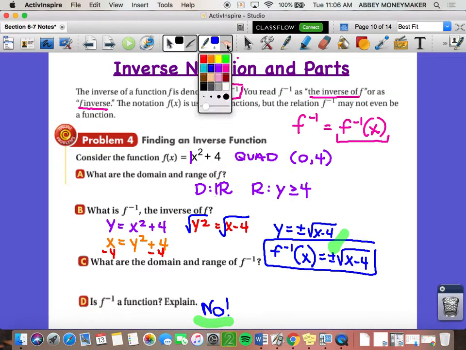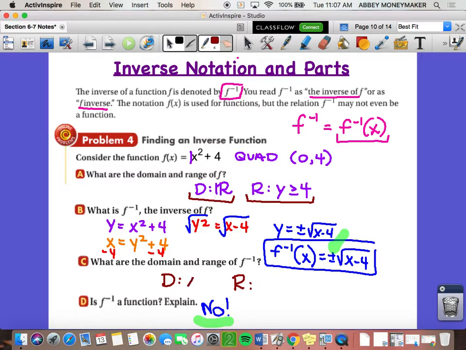Now let me go back to part C. What is the domain and what is the range of your inverse equation? Well, you don't even have to look at the function. Remember how we said the inverse is you just switch the x and y's? What you're going to do here is switch the domain and the range. So you would say x is greater than or equal to 4, and your range is now all real numbers. So once you have the domain and range of the original, all you have to do is switch it for the inverse. Not too terrible.